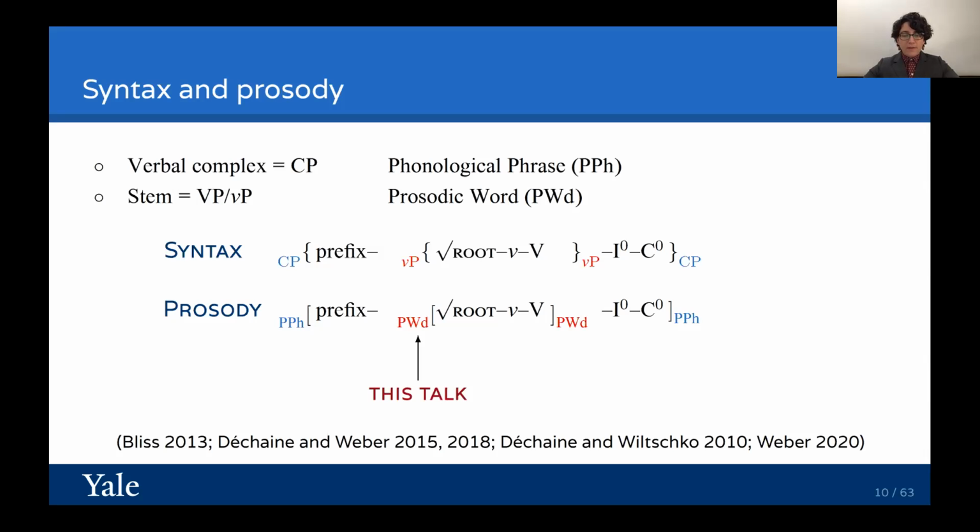So I won't have time in the talk to go through the evidence for each of these edges, but in previous work I've argued that the edges of the CP and the edges of the little VP also map to prosodic domains. And in this talk, we'll be focusing on the left edge of the prosodic word.